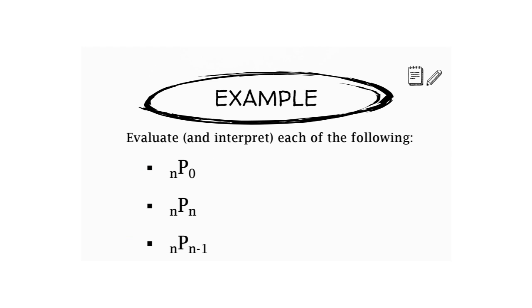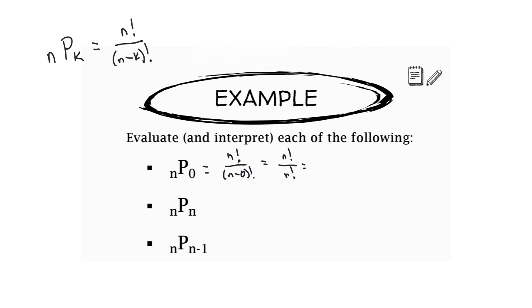In this example, we're asked to evaluate and then interpret each of these following permutations. So we begin by recalling our formula for permutations, nPk. This is, again, the number of ways that k objects can be chosen from n distinct objects and then arranged. That's n factorial over the difference factorial. So in our first one, I have an n factorial, and then I have a difference factorial. And of course, that difference simplifies to just n factorial.